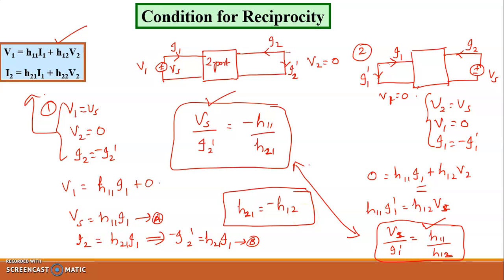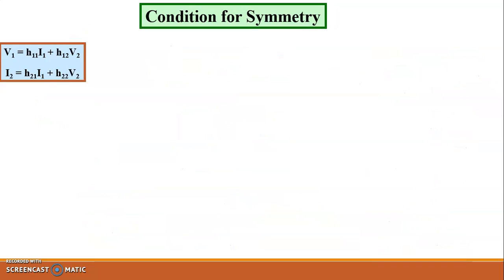Okay, so this is how you can check whether the given system or network is reciprocal in terms of H parameters. Solve for H21 and solve for H12. If H21 is equal to negative of H12, then the network is said to be reciprocal.